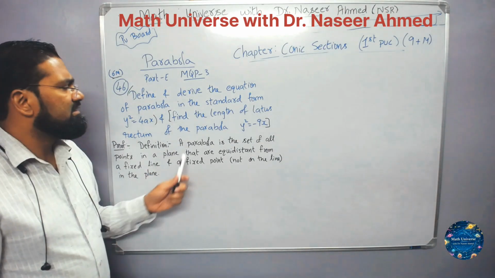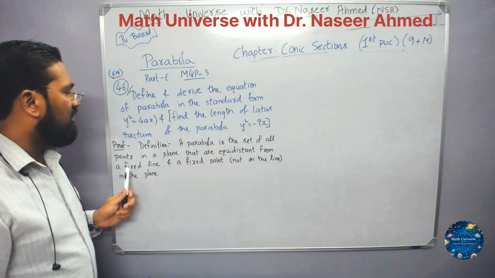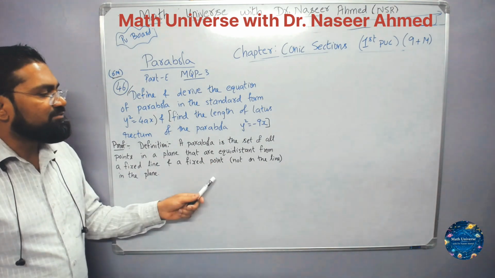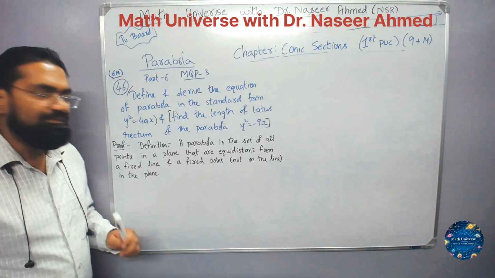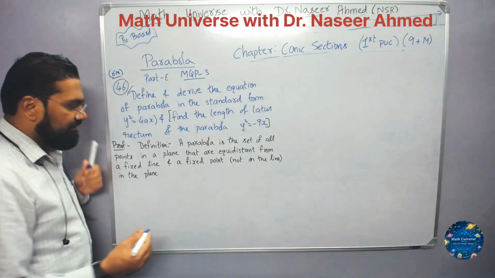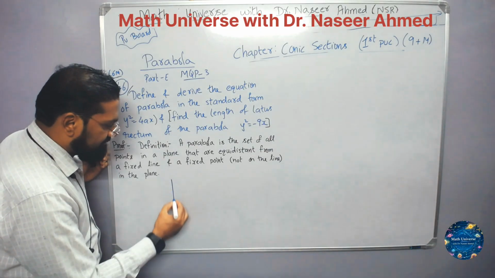Definition: we know a parabola is the set of all points in a plane that are equidistant from a fixed line and a fixed point. I am sure that the fixed point should not be on the line, okay, in the same plane. Now let us go for the derivation. See carefully, pay attention.